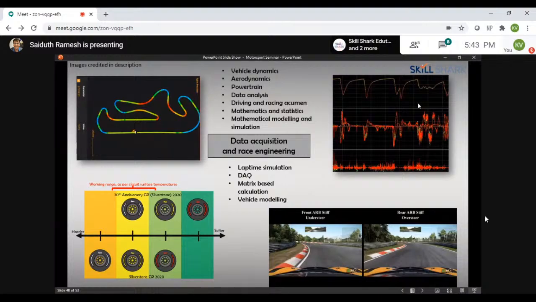Matrix-based calculation, vehicle modeling. What I'm referring to here is MATLAB and Simulink. Those are very popular pieces of software that are used for simulation. But if you want to try out a software that's more open source, there's something else called GNU Octave, which can be used for practicing and messing around with the software. I'm pretty sure it can also be used for reasonably high performance tasks as well. So those are some things for you to remember.